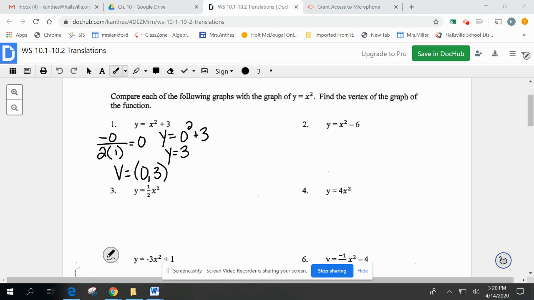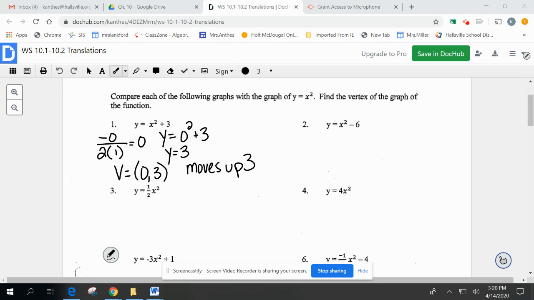And like I said, I'm not going to find that on every single one of these because we should know how to do that by now. But what I am going to go over with you is how to decide what change is happening to the function if you were to graph it. So in this case, we have x squared plus 3. So that plus 3 on the end tells us that this graph moves up 3.